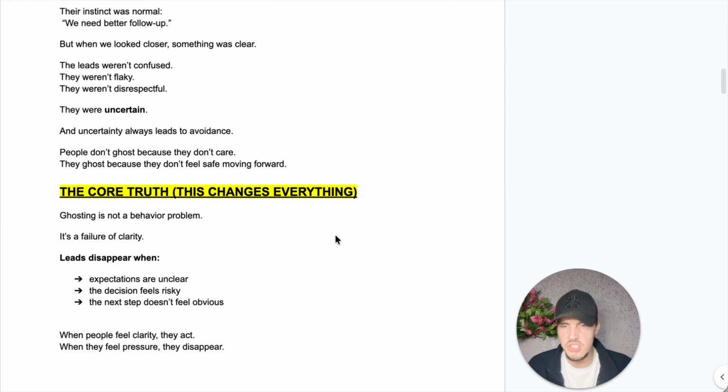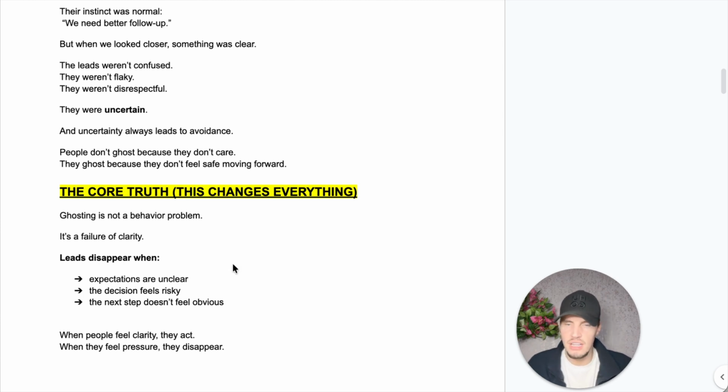So the core truth, and this has changed everything, and this is why you're here: ghosting is not a behavioral problem, it's a failure of clarity. When you don't understand the next steps, or you can't see how this is working out for you, you're not going to take action. It's the same as if I tell you, hey, let's go somewhere, and you say, where are we going? And I'm uncertain about where we're going and what we're going to do. Maybe I say, let's go on an adventure, but you don't know where we're going, how long for, or what you need to take with you. Not knowing this, you're really uncertain, and without that clarity, you will likely disengage and fail to follow me.